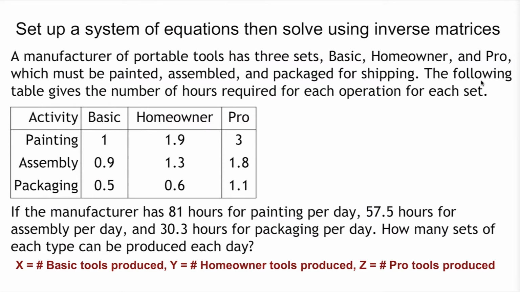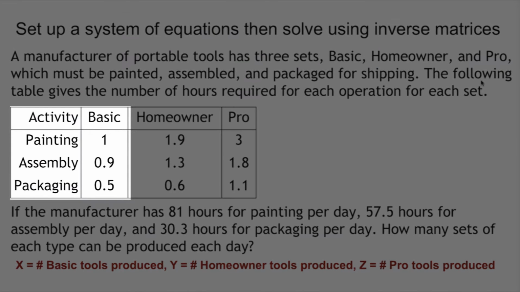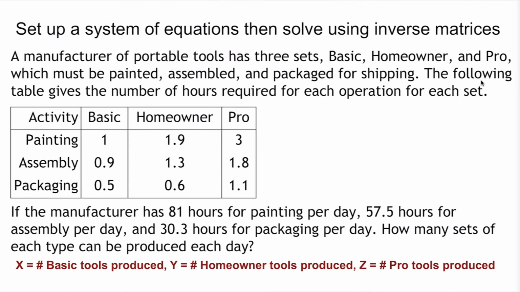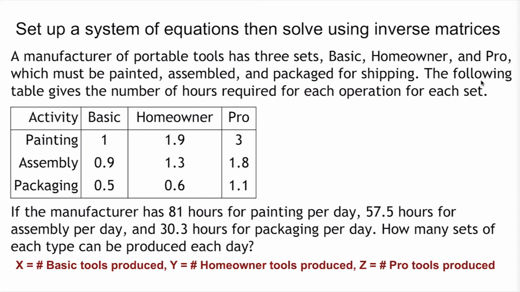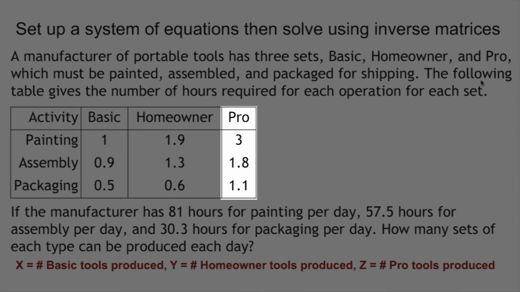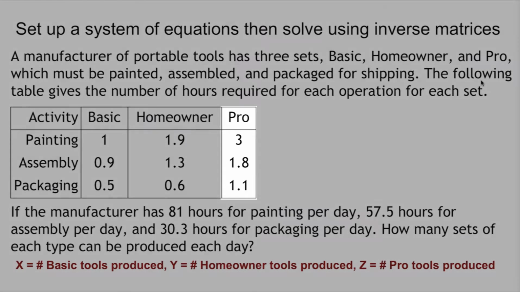The table shows that basic tools require 1 hour of painting, 9/10 of an hour for assembly, and half an hour for packaging. Homeowner type tools require 1.9 hours for painting, 1.3 hours for assembly, and 6/10 of an hour for packaging. And pro tools require 3 hours for painting, 1.8 hours for assembly, and 1.1 hours for packaging.